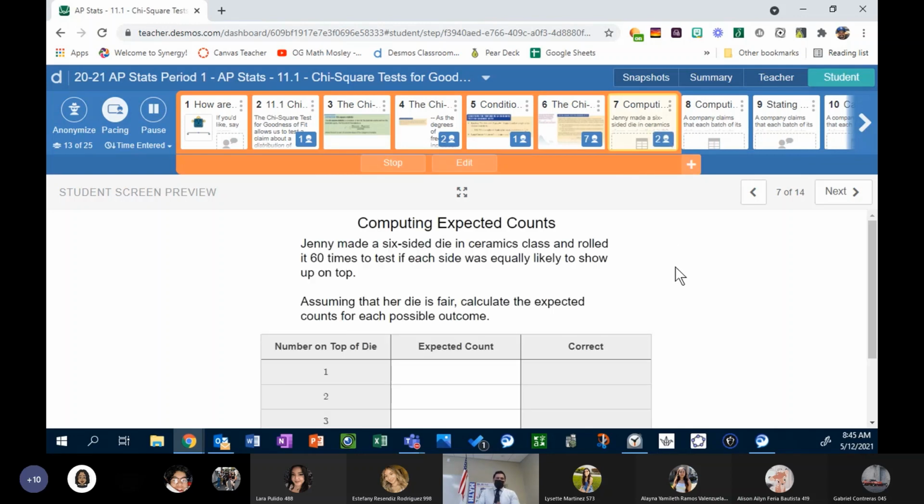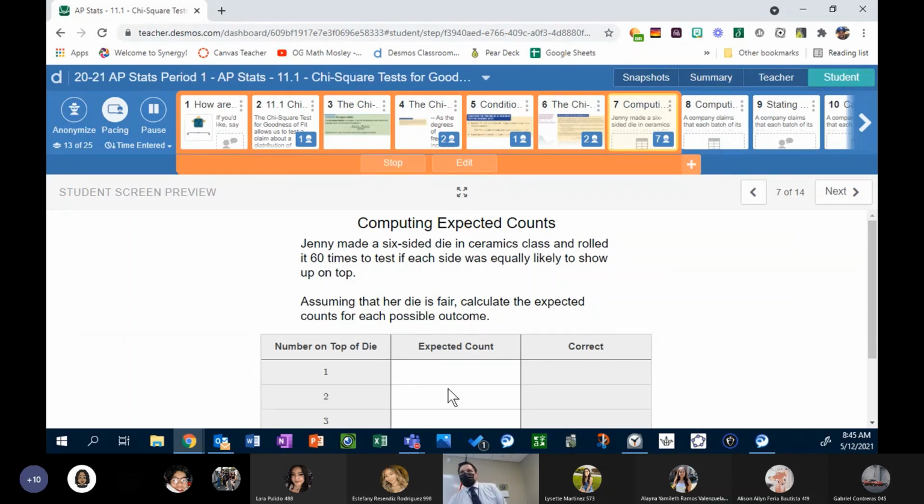All right, so our first part here is one of the first things that we have to do when we're doing a chi-square test for goodness of fit: compute our expected counts. We may already know the observed counts, but we need the expected counts to be able to proceed. Right, so in this context, Jenny made a 6-sided die in ceramics class and rolled it 60 times to test if each side was equally likely to show up on top. Assuming that her die is fair, calculate the expected counts for each possible outcome.